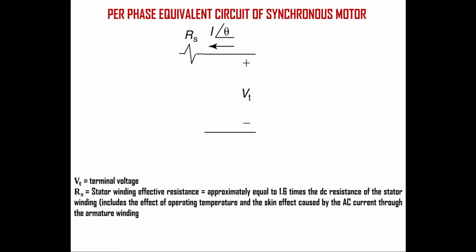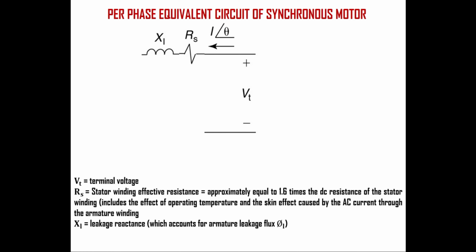Okay, with that understanding, now let's draw the per phase equivalent circuit of synchronous motor. Vt is the terminal voltage and I is the stator current. Rs is the stator winding effective resistance, which is approximately equal to 1.6 times the DC resistance of the stator winding. This includes the effect of operating temperature and the skin effect caused by the AC current through the armature winding.